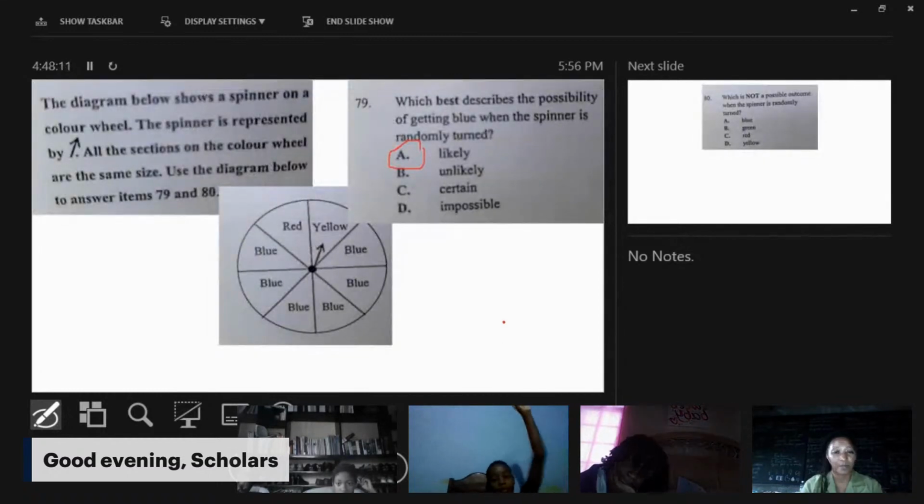Which one is not a possible outcome? Miss, give him a chance, please. Which one is not a possible outcome, Amari? Is it blue, green, red, or yellow? Why do you say red?